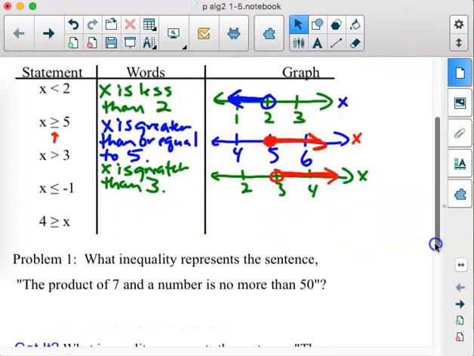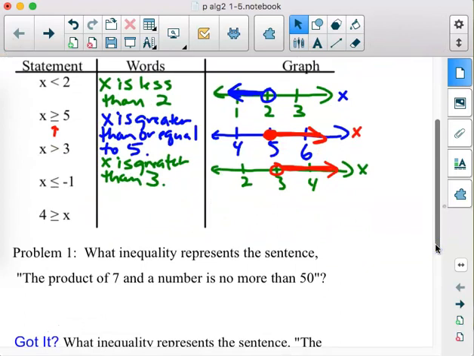Next one. What does this say? Emma, what's this say? Yeah, please. Beautiful.